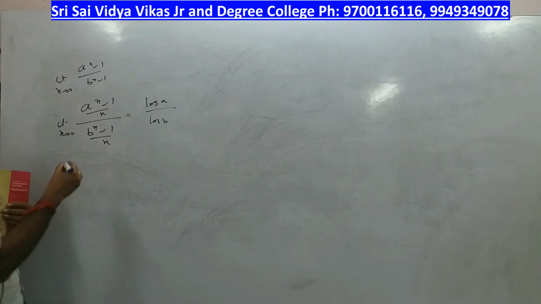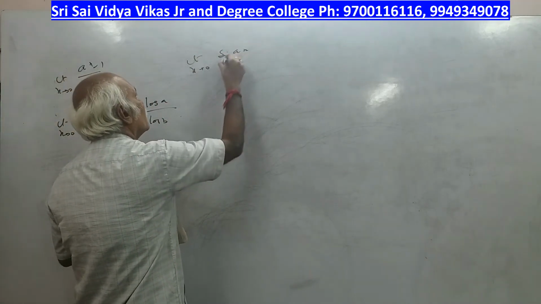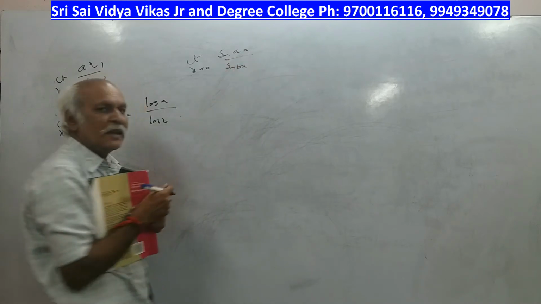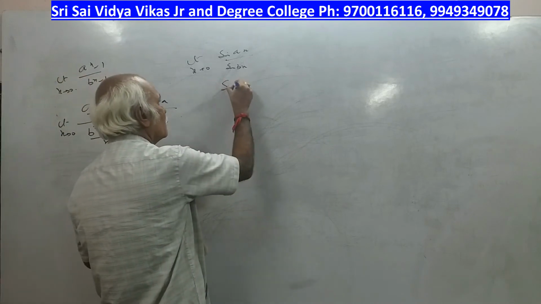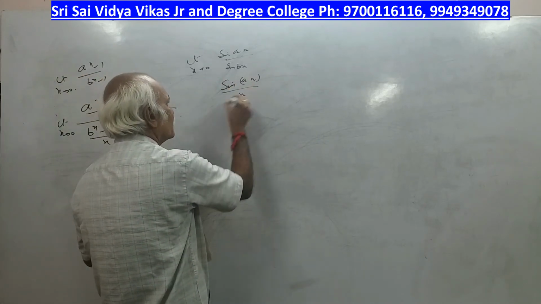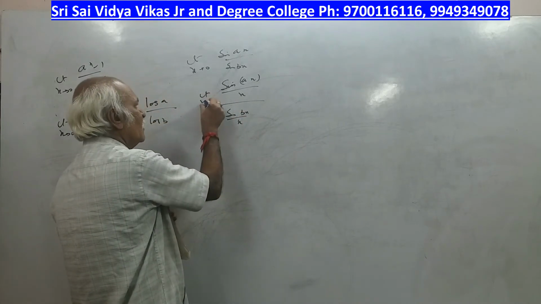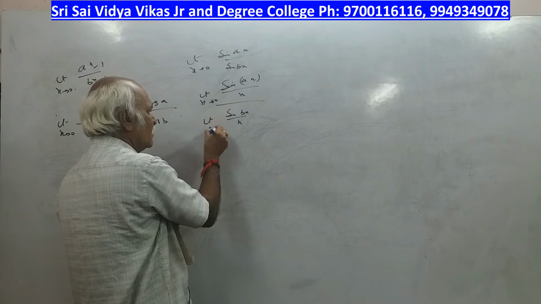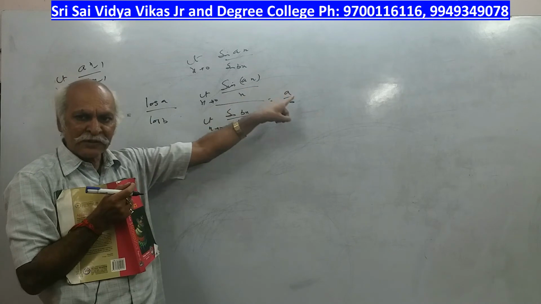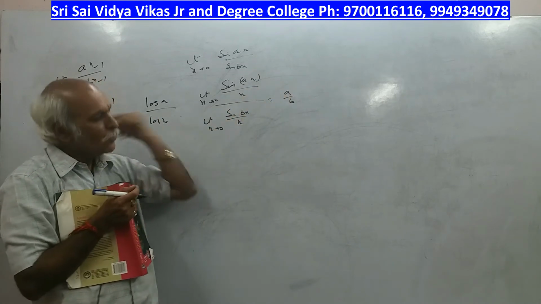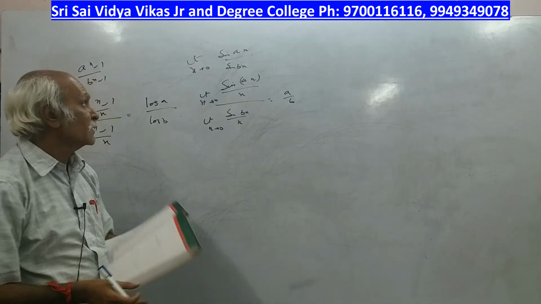Next one. Limit x tends to 0, sine of ax by sine of bx. Now what I have done? This can be written as sine ax by x over sine bx by x, limit x tends to 0. I told you sine ax by x is a, and sine bx by x is b. So you should know the formula. Once you know the formula, the answers will be very, very easy.